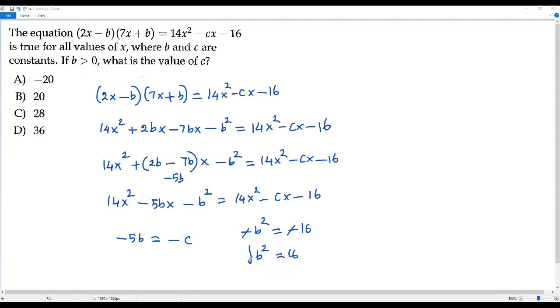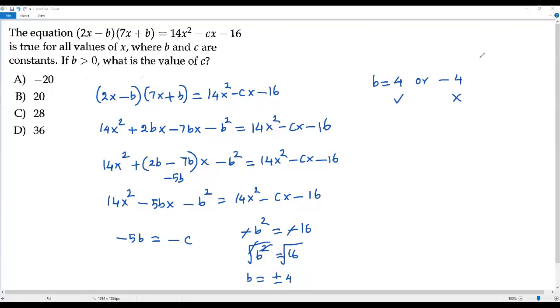For that, I have to take the square root on both sides. The square root and square cancel out, and I just get b. Whenever I take the square root of a number, its sign can be positive or negative, and the square root of 16 is 4. So b is equal to positive 4 or negative 4. But the question says b is greater than 0, so we can accept only positive 4 and ignore negative 4.